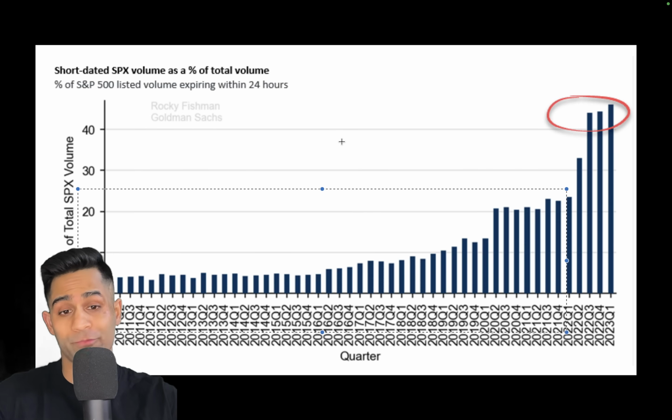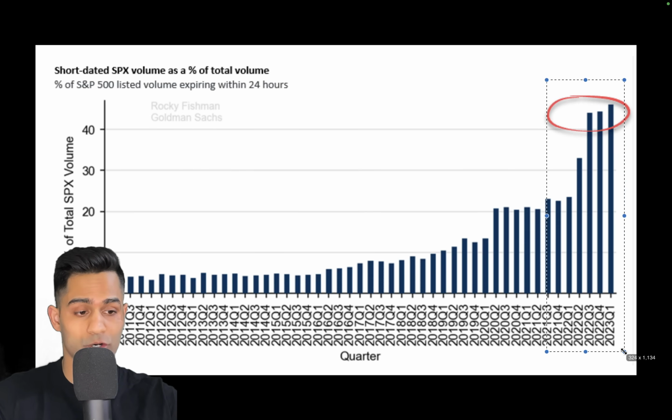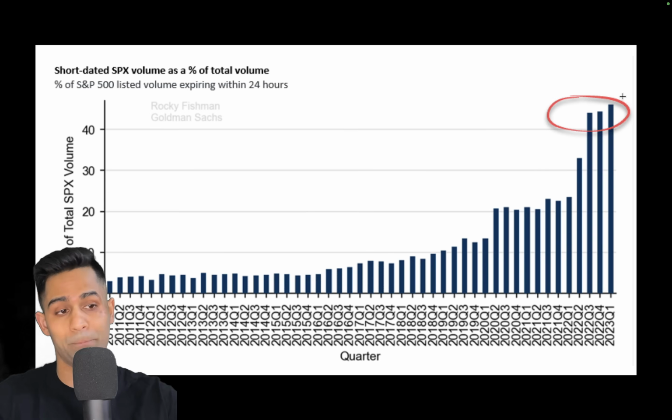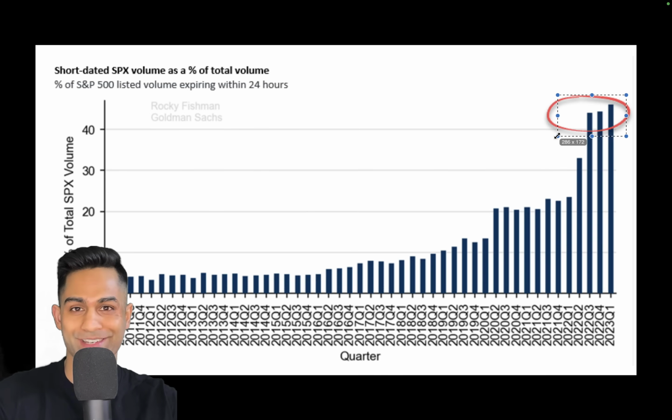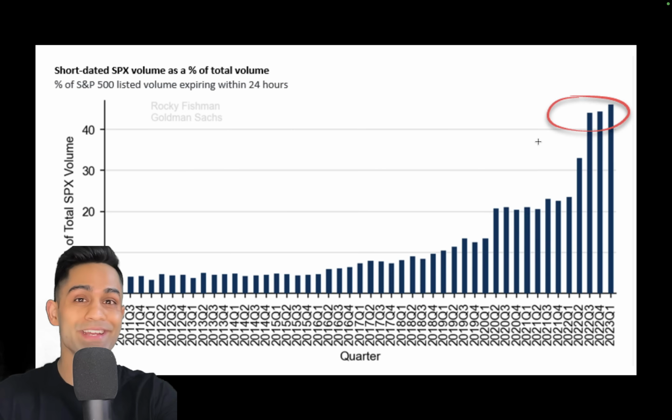And after COVID, in fact, as recently as the first quarter of 23, you can see this number spike above 45%, right? It's over 40%. That's a pretty significant amount of trading volume happening now with a 0-day expiration, or very, very short-dated options contract on the S&P 500.